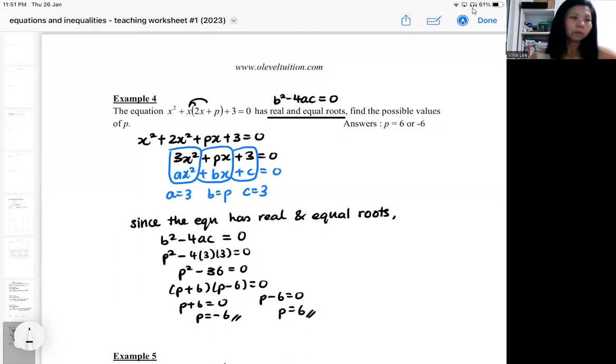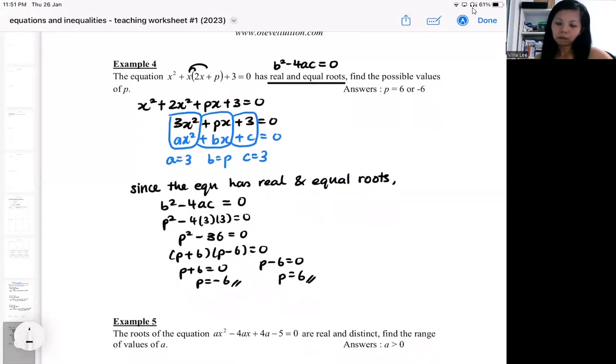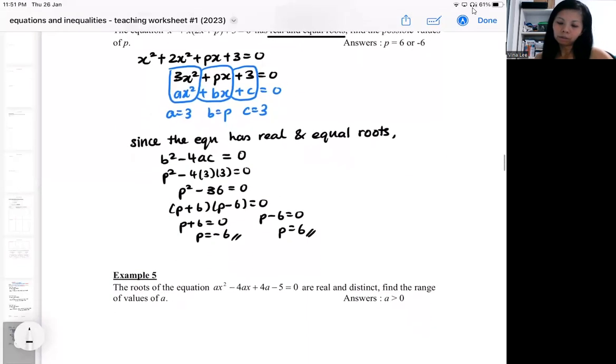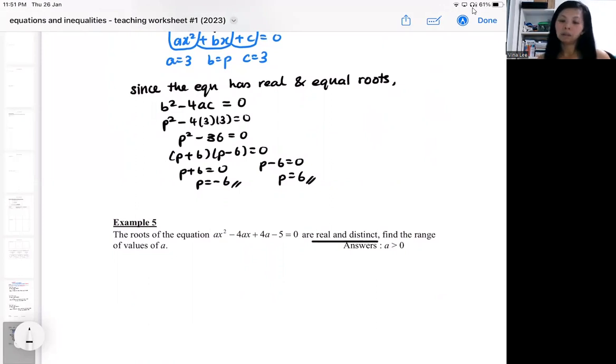So in example 3, we use the value of the discriminant to decide the nature of the roots. In example 4, we are using it the other way around. From the nature of the roots, we link back to the condition of the discriminant. So it's actually a very repetitive thing. Okay, so in the next question, we got roots that are real and distinct. Being real and distinct leads us to the condition of the discriminant being positive. So I will be executing this condition because the roots are real and distinct.